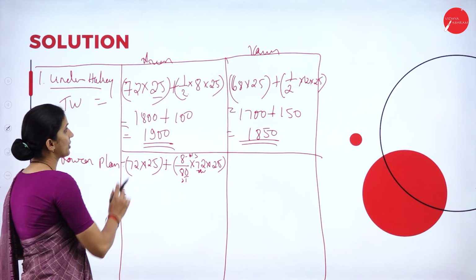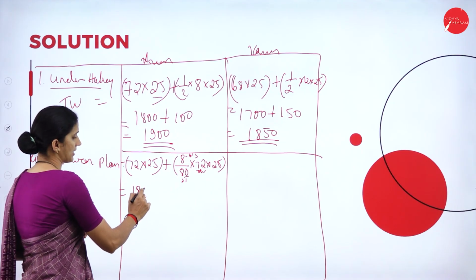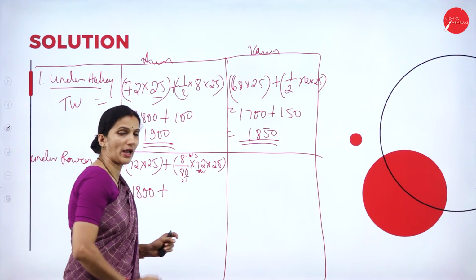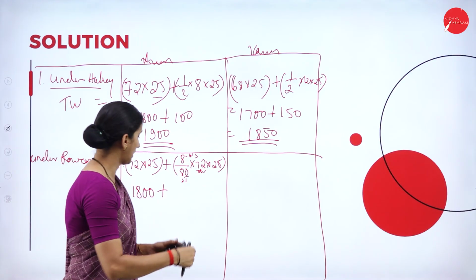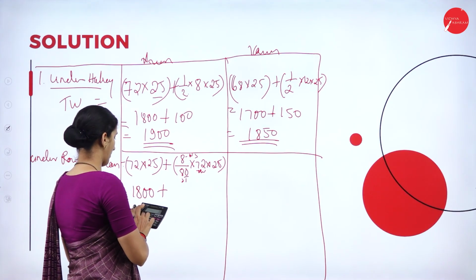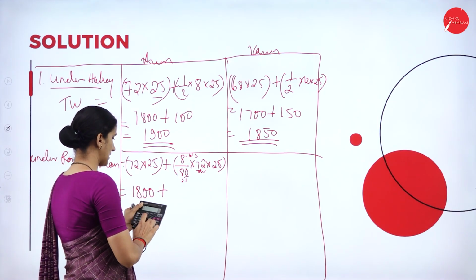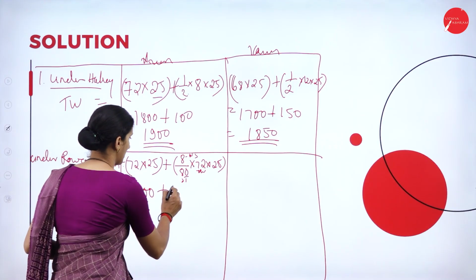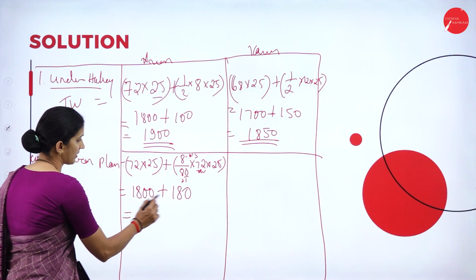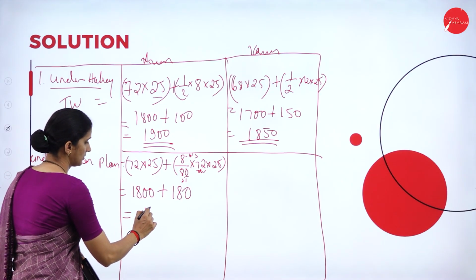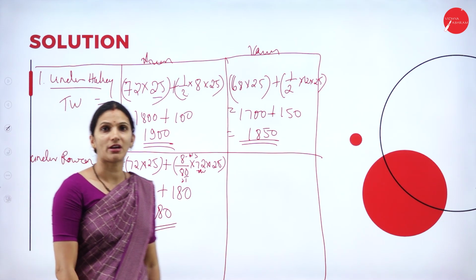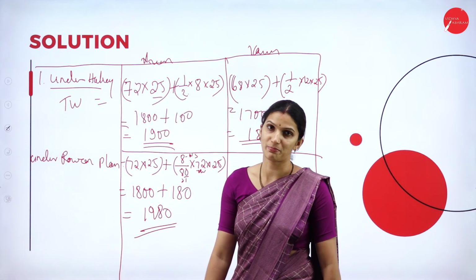So here 72 into 25 is 1800, this is the time wage he will get. And the bonus you have to calculate here. That is 8 into 72 into 25 divided by 80. So the bonus he will get is 180. Right. So 1800 plus 180 is 1980. So this is the total wage he will get under Rowan's plan.